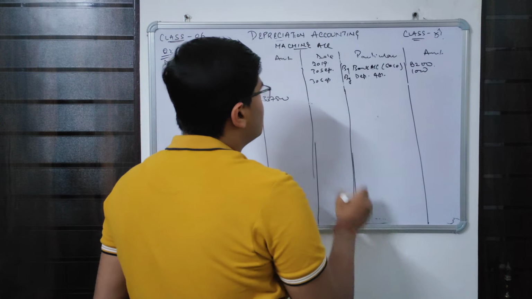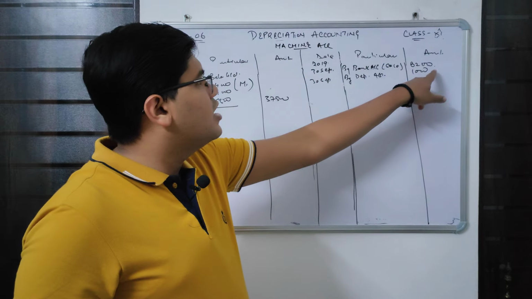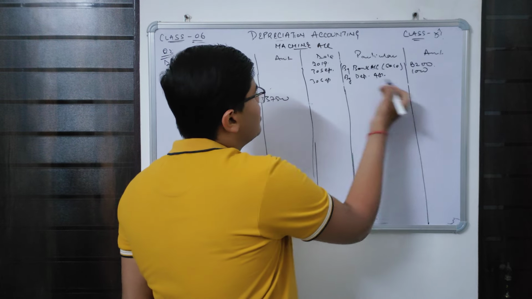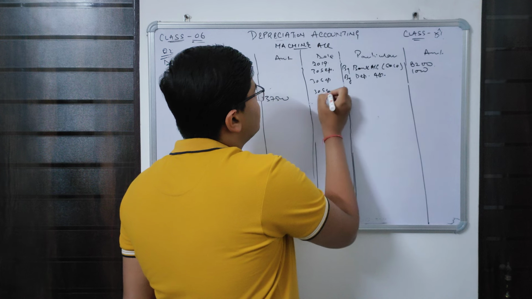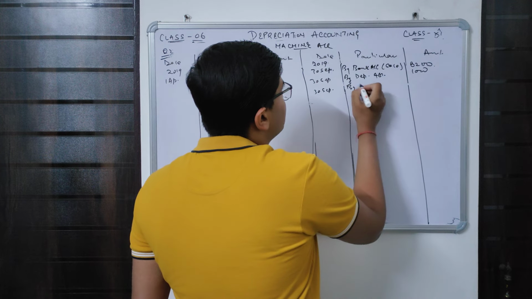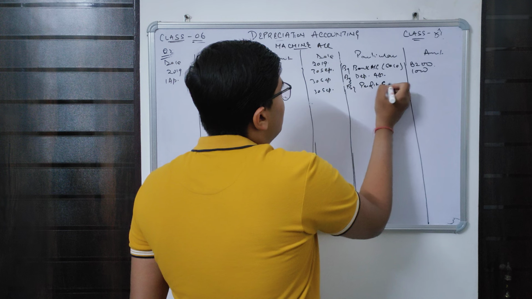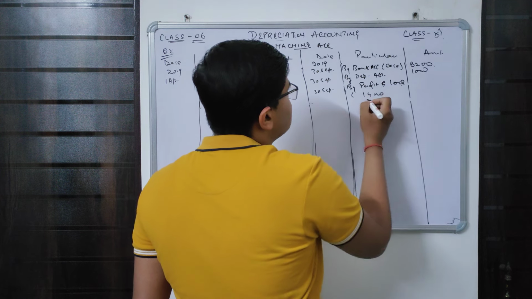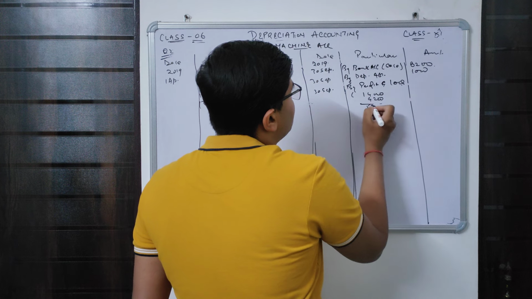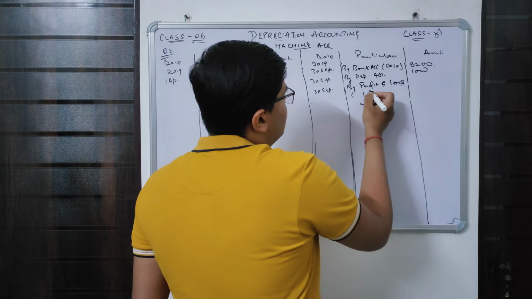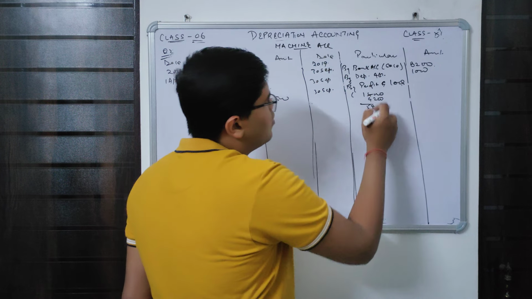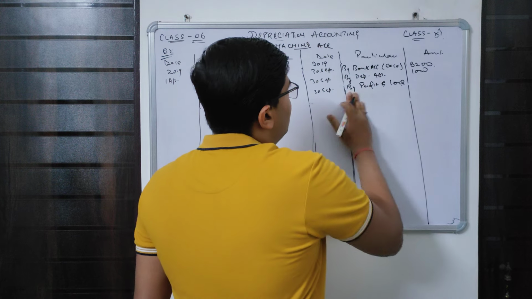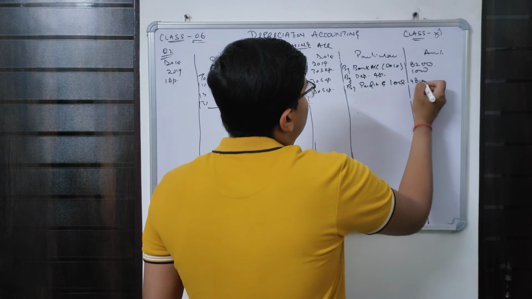So now 8,200 plus 1,000, 9,200, minus 14,000. So we will get the loss. So on 30 September, by profit and loss, it will be 14,000 minus 9,200. We will get 5,800. It will be 4,800. We are incurring the loss of 4,800.